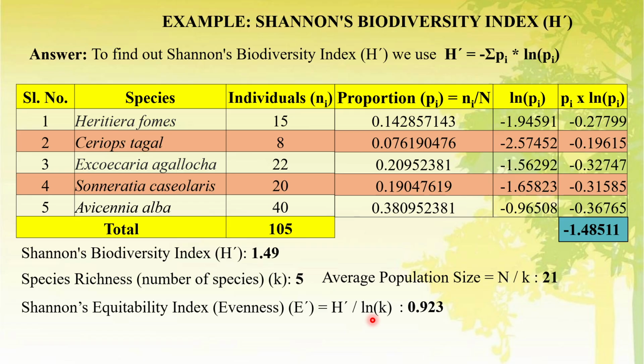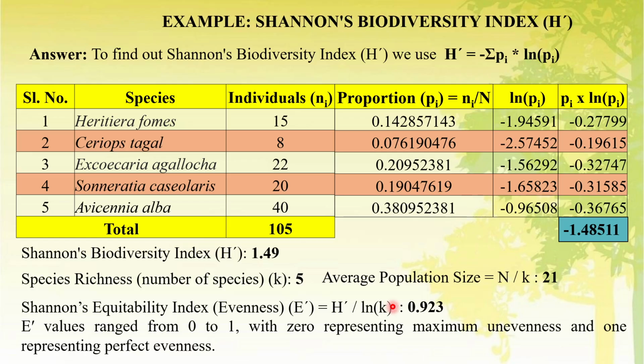So this value is 0.923. According to the range, this is a high number, so high diversity is there. So the E' value ranges from 0 to 1, 0 representing maximum unevenness and 1 representing perfect evenness. So this number is near to 1.